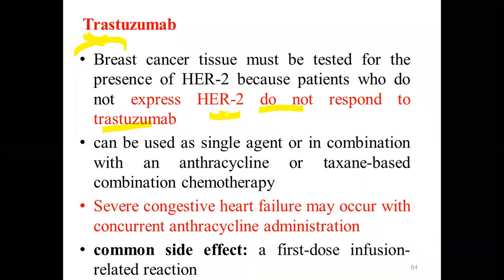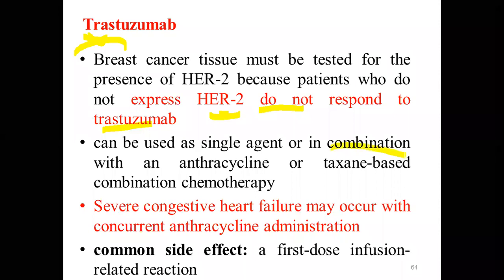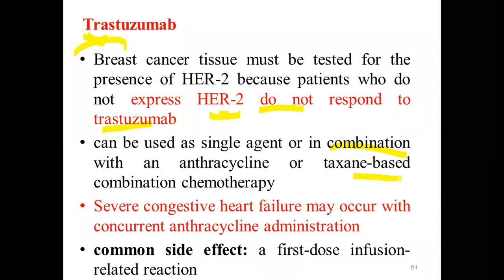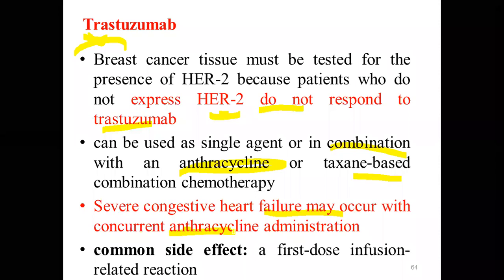Mostly it can be used as a single agent or in combination with anthracycline or taxane-based combination therapy. Another important information to note with trastuzumab, it can actually cause some cardiotoxicities, but the damage is not very severe like that of anthracycline. It's not very severe like that of anthracycline, but cardiac monitoring is usually advisable because they are also cardiotoxic monoclonal antibodies. So severe congestive heart failure may occur if we give them concurrently with anthracycline administration.